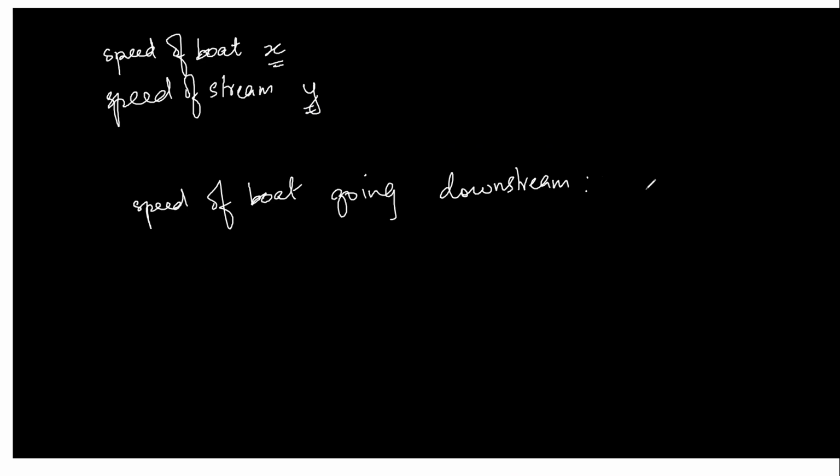So there are two things happening. One is the speed of the stream. And the second thing is the speed of the boat. Therefore, the cumulative speed is x plus y, speed of boat going downstream. They will not use the word speed of, they'll simply say the boat going downstream is 50 kilometers per hour. So in their example, it was 50 kilometers per hour.